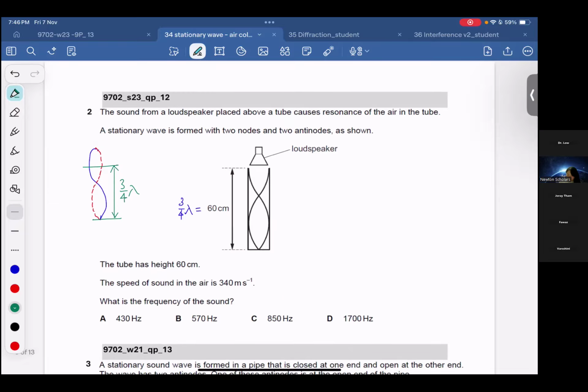Okay, boys and girls, so this one is equal to 3/4 wavelength. Because one complete wavelength is like this. This is one complete wavelength. So now we are at here to here. So this one is 3/4 wavelength. I just turn it to vertical only. So now it's 3/4, so you just calculate: 60 is equal to 3/4 wavelength. So wavelength should be 60 times 4 divided by 3.